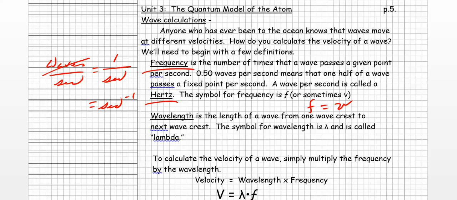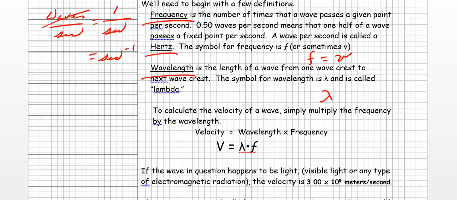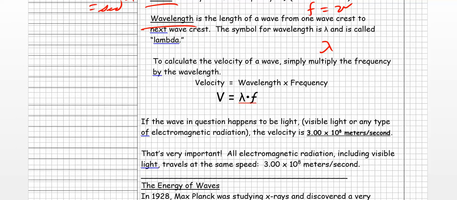A second definition we're going to want to take a look at is wavelength. That's the length of the wave from the wave crest of one wave to the wave crest of the next wave. The symbol for wavelength is lambda. We write it like this. It's kind of like an upside down Y. That's the symbol for wavelength. It's called lambda.